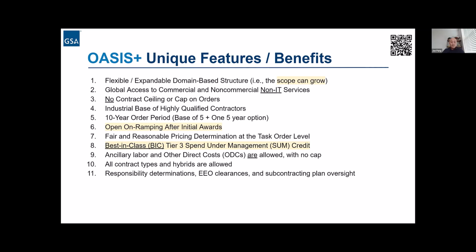And like OASIS and most other IDIQs, we are building this to be the best-in-class contract. So if your agency has certain spend under management goals, especially in the area of Tier 3 contracting usage, OASIS Plus will be a great fit for this requirement.